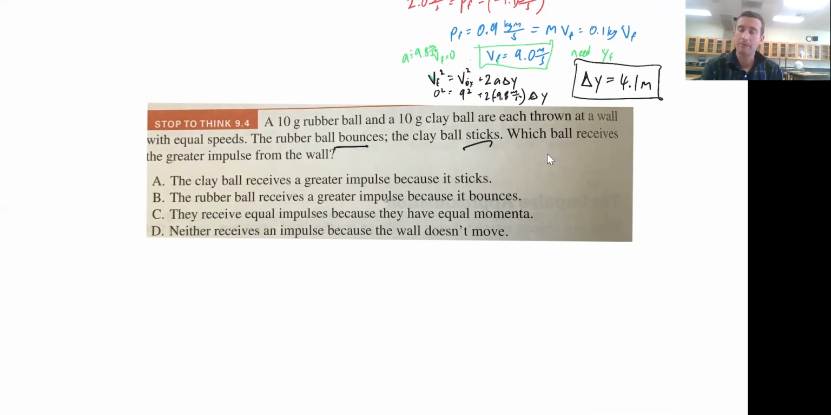Oh, okay. So if the clay ball goes in and sticks, it came in at the same speed, and then it went to 0. So its change of velocity is one amount. The rubber ball bounces off. So because it bounces off, it went from positive to negative, which gives it a greater change of velocity. It had to have a greater change of velocity, so it has a greater change of momentum and thus a greater impulse. So the rubber ball, anything that bounces, has a greater impulse than anything that sticks. So the rubber ball, because it bounces.